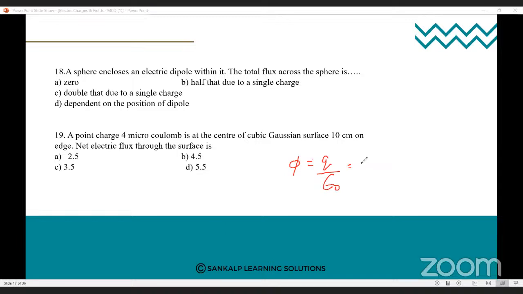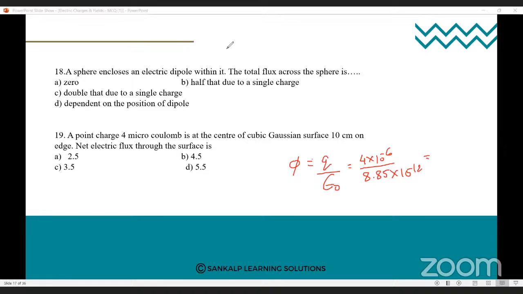The value of Q is given in the question, 4 microcoulomb. Therefore 4 into 10 raised to minus 6. The epsilon naught value we know is 8.85 into 10 to the power of minus 12. So simplify, you will get the answer. No need to go for that edge surface value.